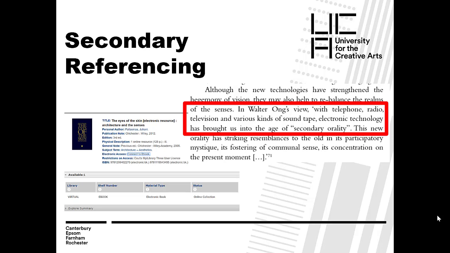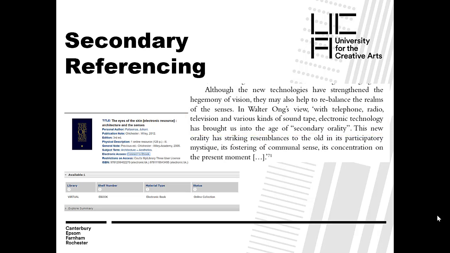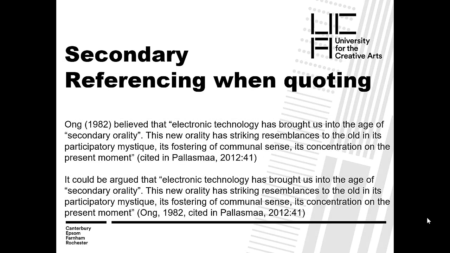So Walter Ong is the secondary person that we're referencing, because the book that Walter Ong's quote is within is actually by Pallasmaa. So over the next couple of slides, I'm going to show you how you would reference Ong and Pallasmaa in the same citation. So now we're going to look at a couple of ways of secondary referencing a quote.